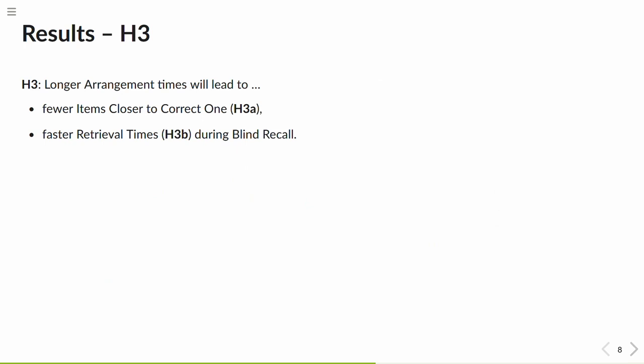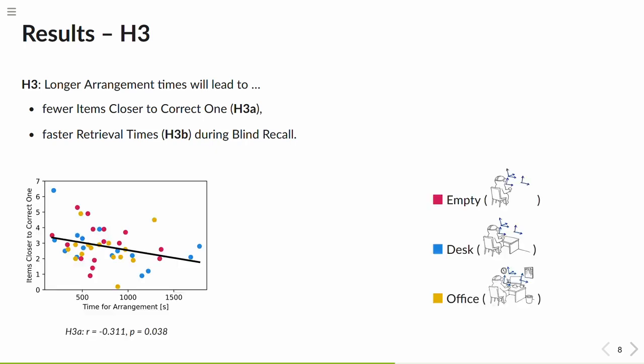Moreover, we assumed that longer arrangement times might be due to the development of a sophisticated arrangement strategy, and thus would lead to lower error rates and faster retrieval times during the blind recall. Correlational analysis revealed a significant negative linear relation between the arrangement time and the average number of items closer to the correct one. So indeed, the more time a participant took for the arrangement, the fewer errors were made in the blind recall.